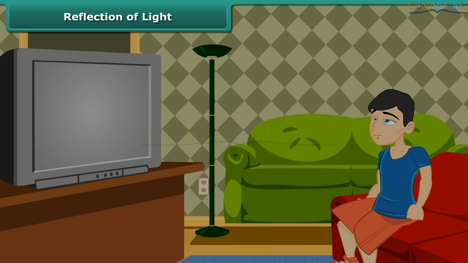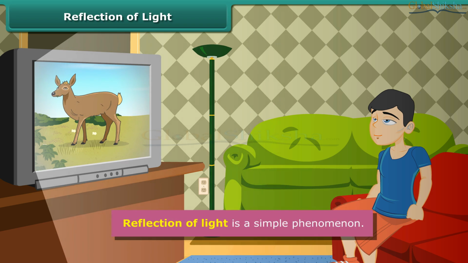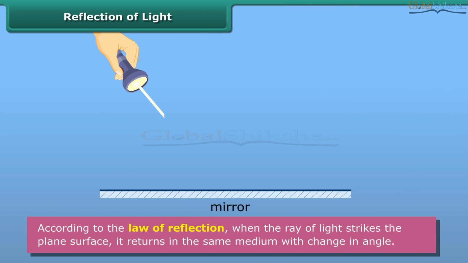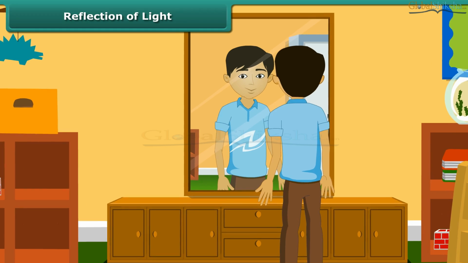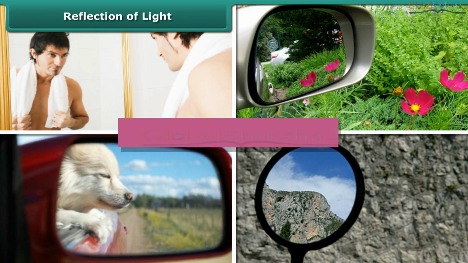Reflection of light. Can you tell how do we see objects? Well, we see objects when light reflected from them reaches our eyes. Well, reflection of light is a simple phenomenon. According to the law of reflection, when the ray of light strikes the plane surface, it turns in the same medium with change in angle. It's no surprise that when we look in a mirror, we see an image of ourselves reflected back. Well, mirror is an object that reflects light.